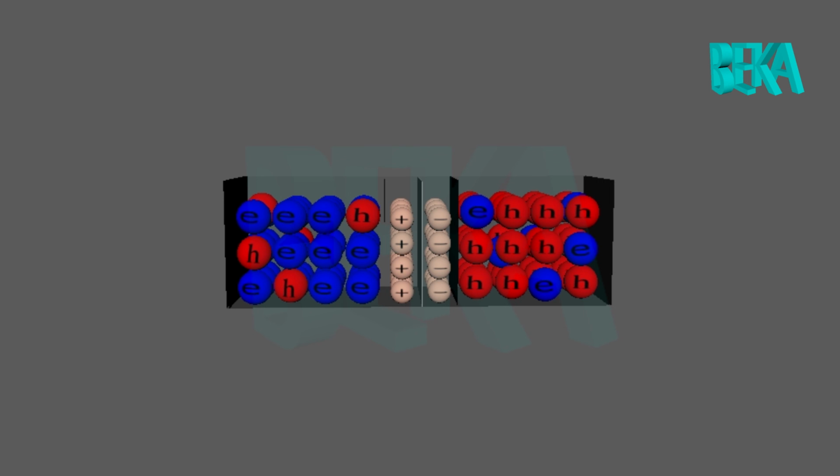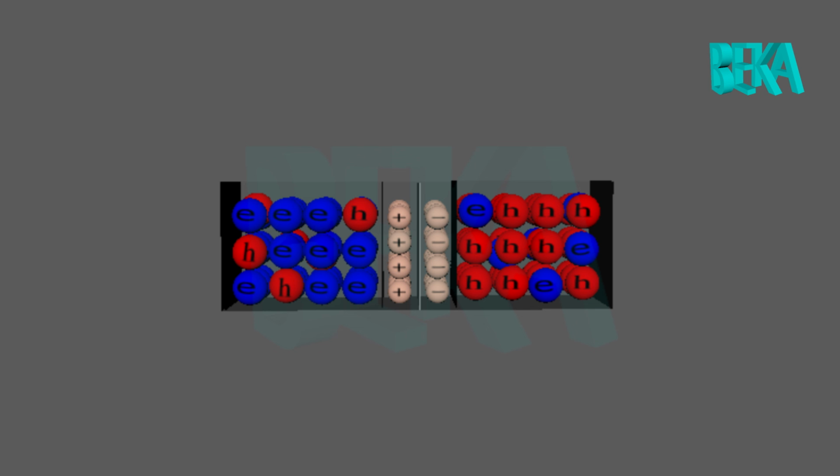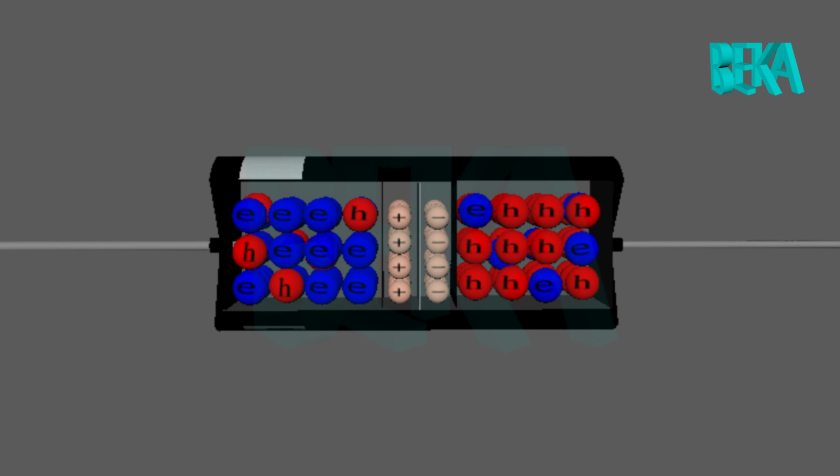Then the depletion layer widens with an increase in the application of a reverse voltage and narrows with an increase in the application of a forward voltage.